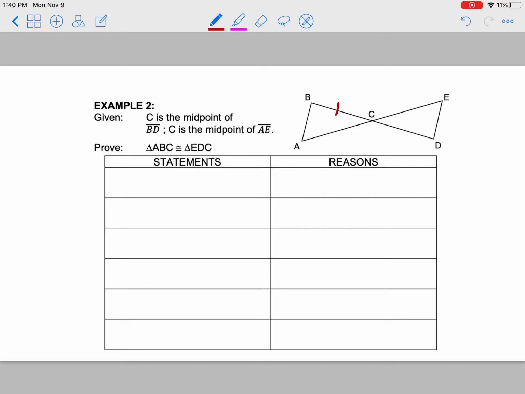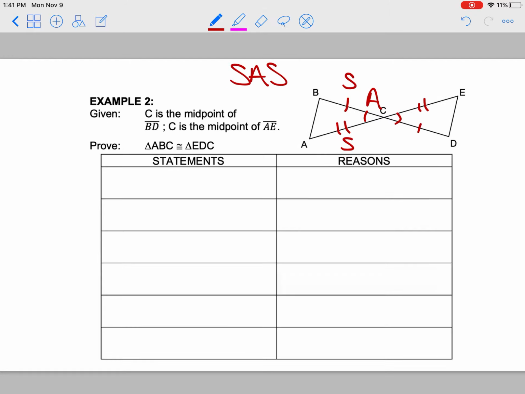So it says C is the midpoint of BD. So if C is the midpoint of BD, that means BC and DC are congruent. So there's one thing. C is also the midpoint of AE, so let's mark that. There's another S, but then that's all they gave us. So let's think about our rules that we can use that we don't have to be given. Do we have a shared side? No. Do we have a shared angle? No. Do we have vertical angles? Yes, we do right here. And so we now know that we're going to be using side angle side to be proving these triangles congruent.